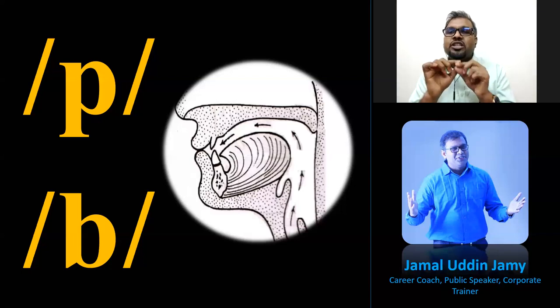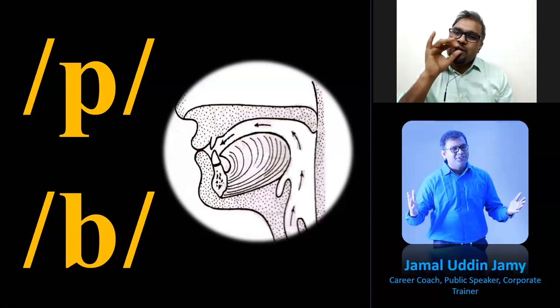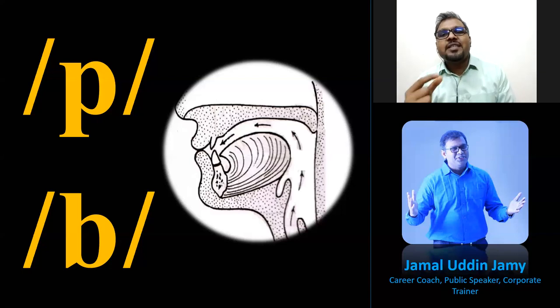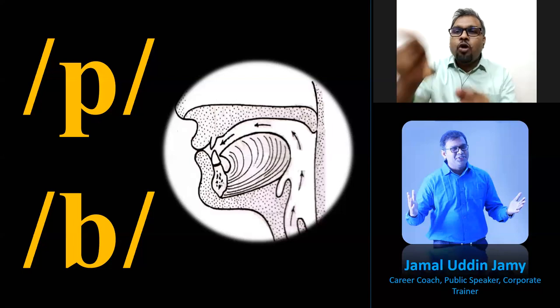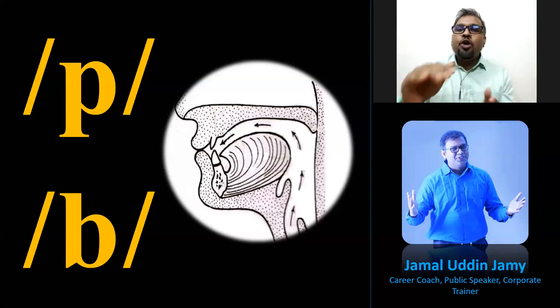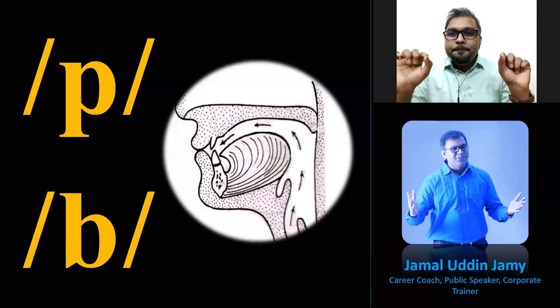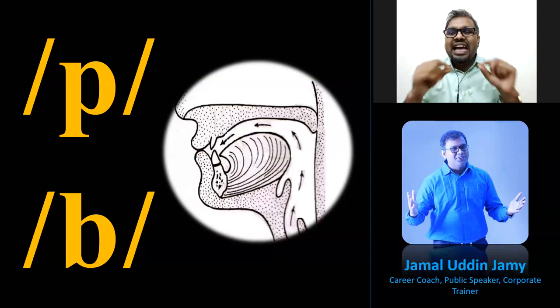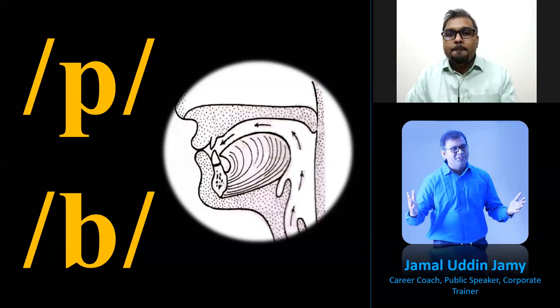See the place of articulation. It's a bilabial sound, so by using your two lips we are supposed to pronounce this sound. P. See the air flow in the picture? Yes, the air will be stopped, and suddenly, with an explosion, the air will come out. P, b. See my place of articulation. Pa ba, pa ba. Be careful about that, okay?